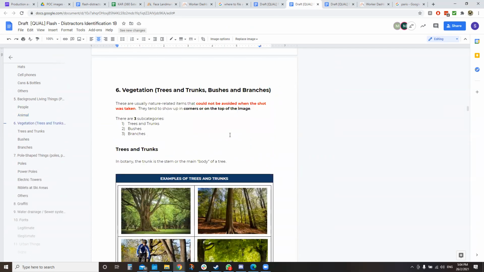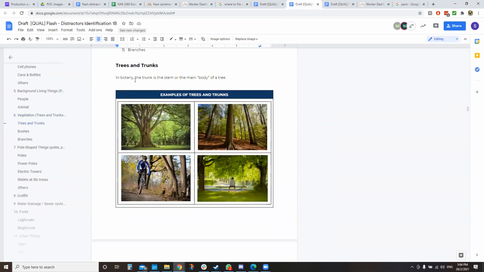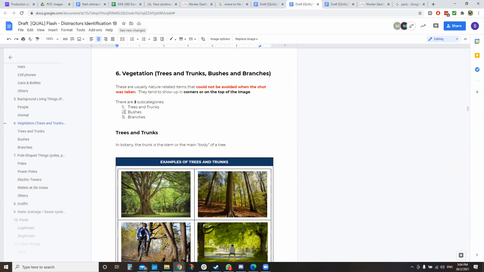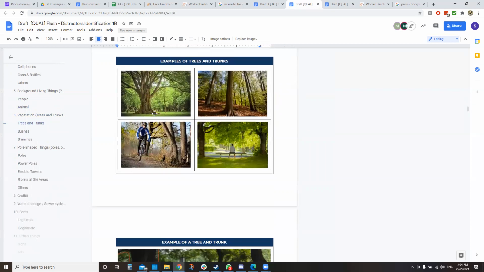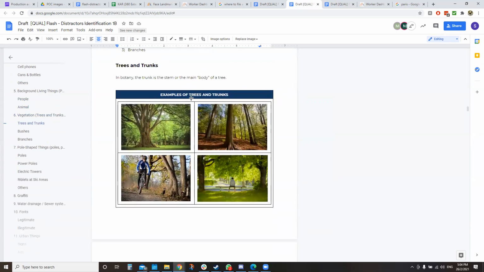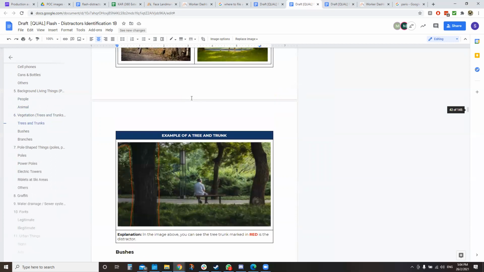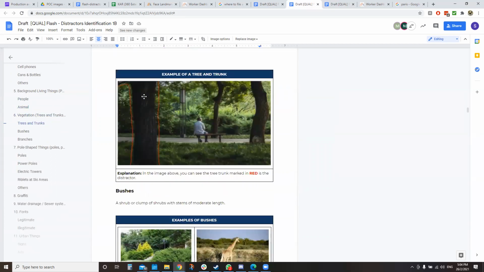Vegetation, tree, trunk, bushes, branch. Okay, so there are three things. So there's tree and trunks, bushes and branches. So this is basically tree and trunks. Okay, tree. So this one the client marked as distractor. Interesting. So which means these two only are focus. This pole and this tree is distractor.